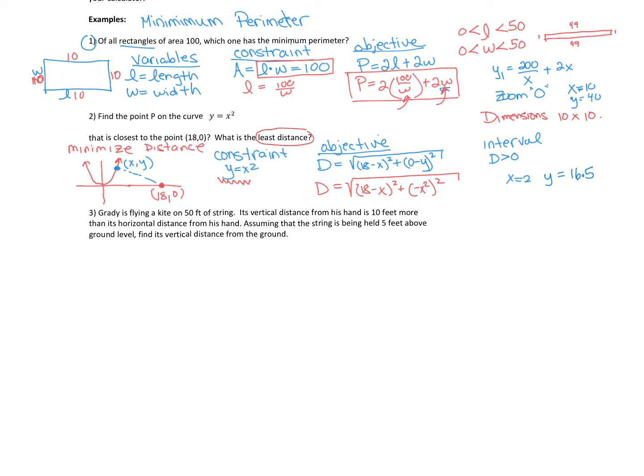So keeping in mind that this was an x and this was actually the distance, we can answer both of the questions. What is the point on the curve closest? So the point closest is (2, 4), since 2 squared would give you 4, and the minimum distance is 16.5.